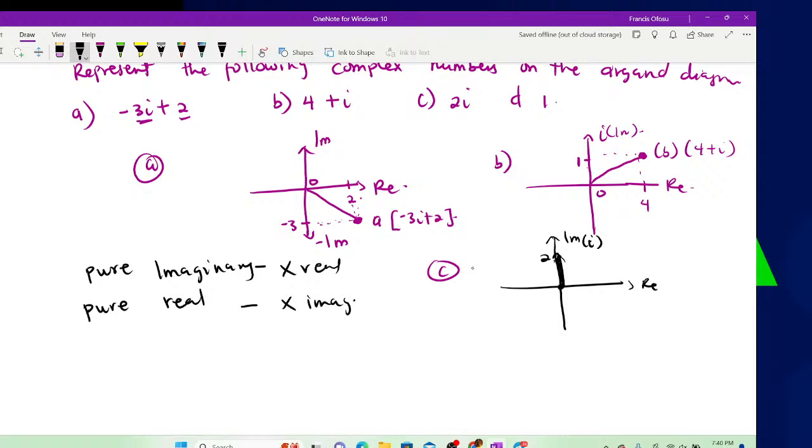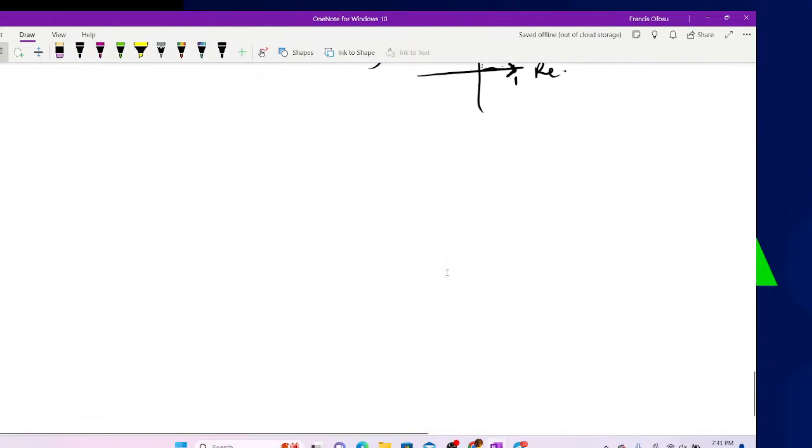Now let's represent the last one, D, which is 1. So you still have your I being the imaginary axis, and here's our real axis. So represent the 1 somewhere here. It's simply this way, from the origin to the 1. So we simply mark the side, and this is the representation of 1 on the Argand diagram.